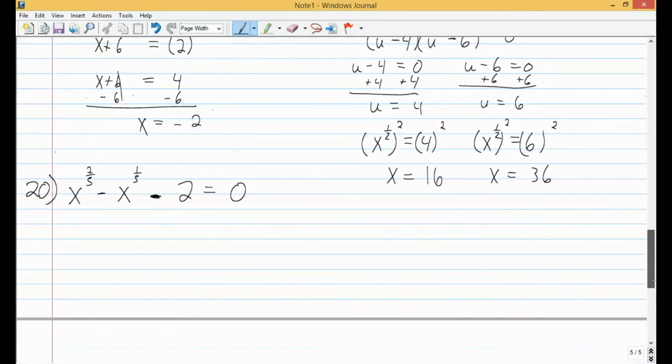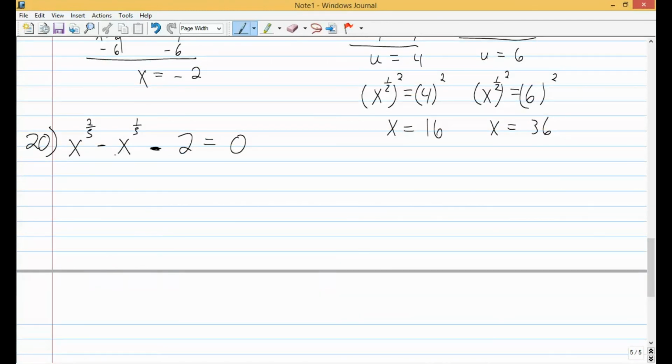Number 20 is another substitution problem. We have x to the 2/5 minus x to the 1/5 minus 2 equals 0. So the way we can tell that we can do a substitution is, remember, this first power has to be twice the second power. So 2 times 1/5 is 2/5. So I can use a substitution.